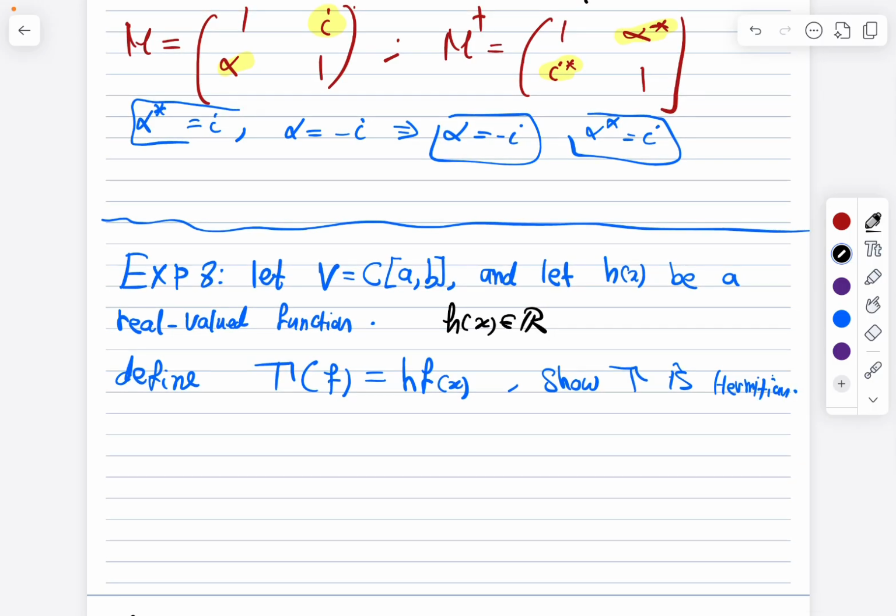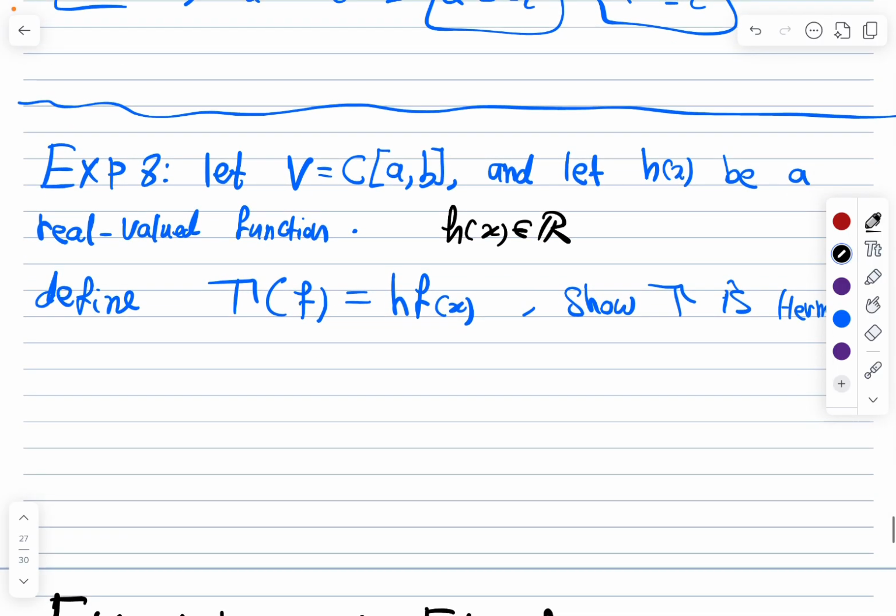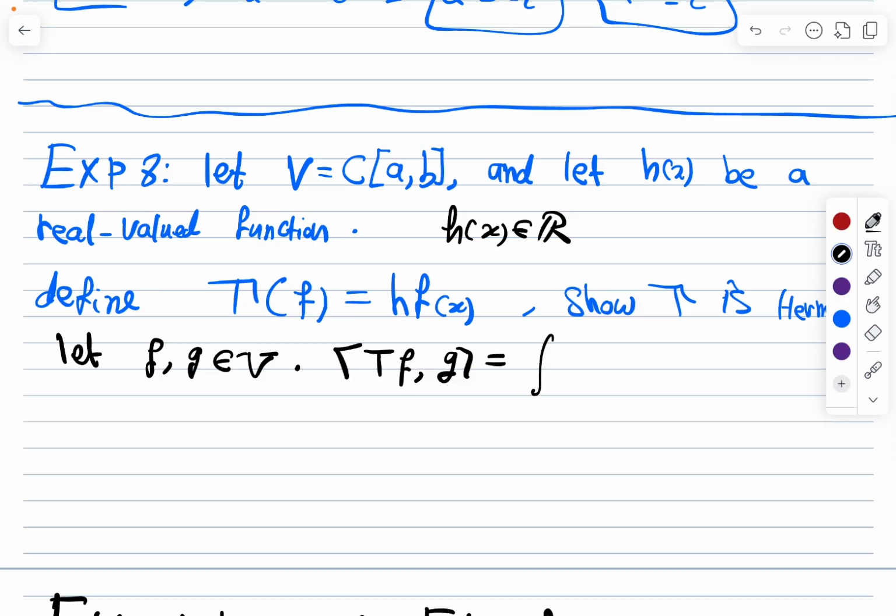So let's show that T is Hermitian. It's very simple. First of all, let f and g be any function in my vector space V. Now let's calculate what is <Tf, g>. So we know for functions, it is the integration, I don't care about the limit, it's from A to B usually, of the conjugate of the first one, so Tf conjugate, times g.